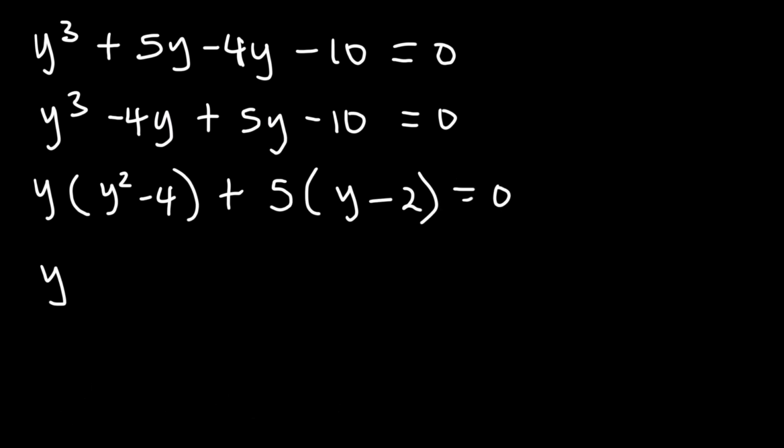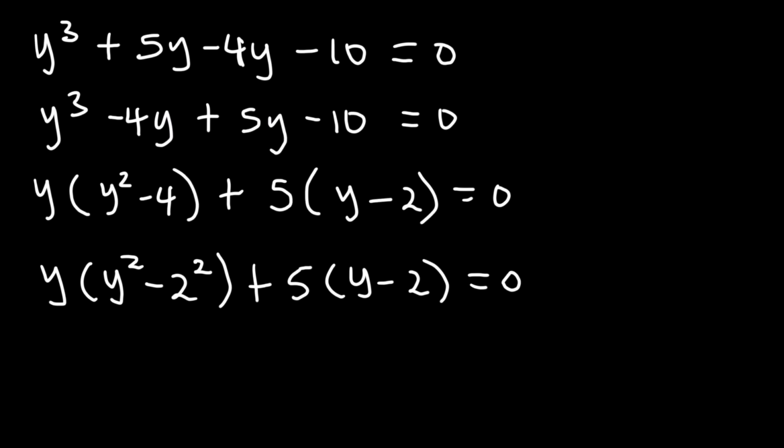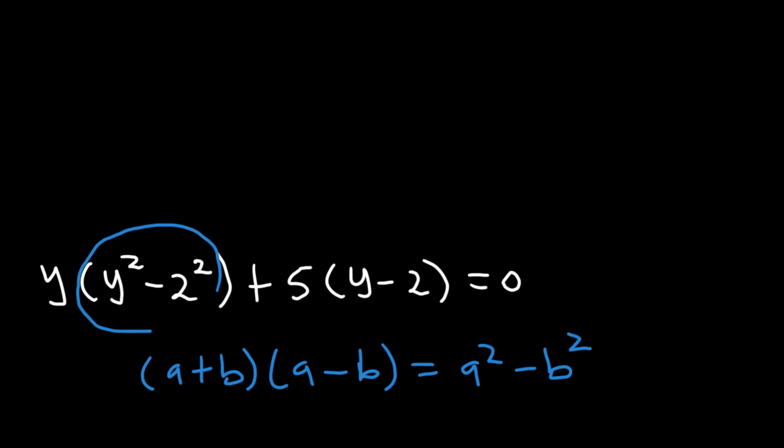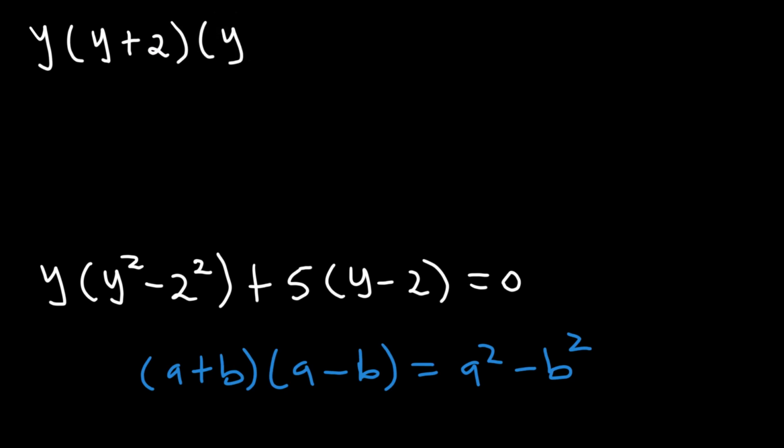So this will become y into y to the power of 2 minus, now 4 is the same as 2 raised to the power of 2, and then plus 5 times y minus 2 equaling 0. Now from difference of two squares, whenever you have, let's say, a plus b and then times a minus b, this is the same as a raised to the power of 2 minus b raised to the power of 2. Therefore, we shall express y to the power of 2 minus 2 to the power of 2 in the same way. This will give us y times y plus 2 and then times y minus 2 and then plus 5 times y minus 2, and this will be equal to 0.